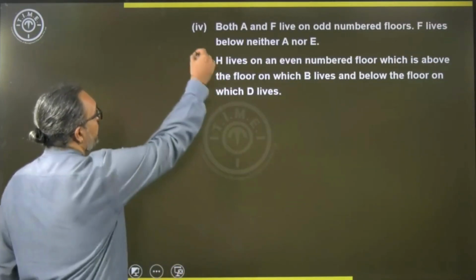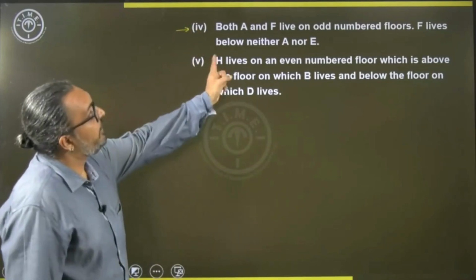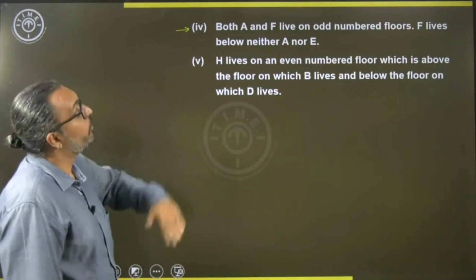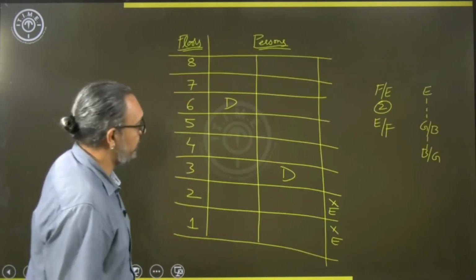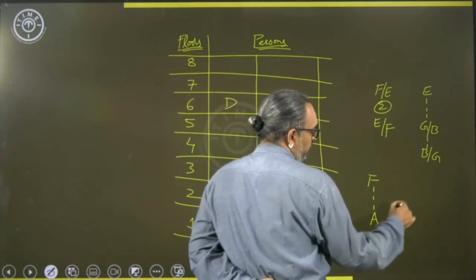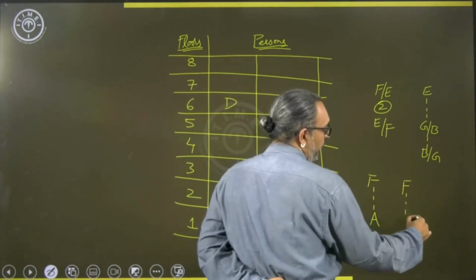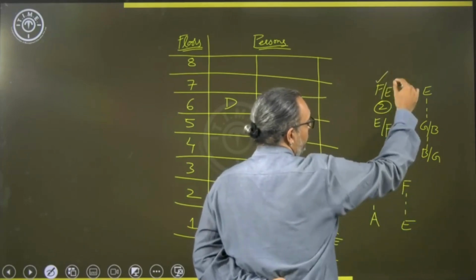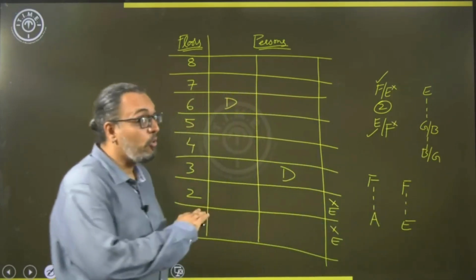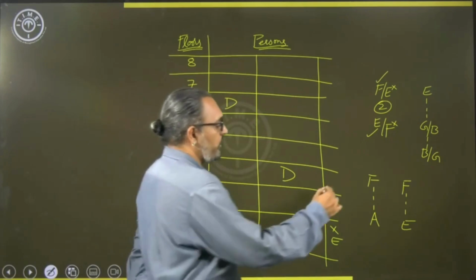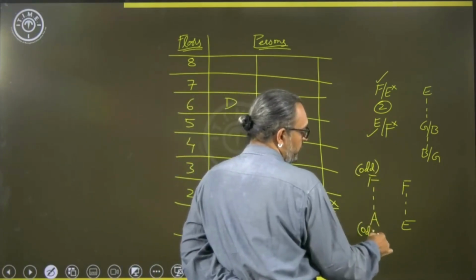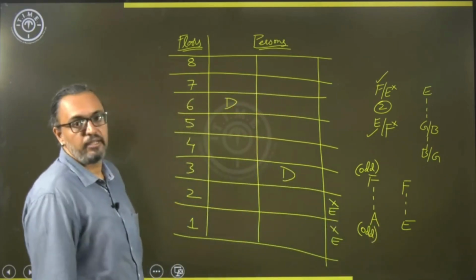Then further, condition 4. Both A and F live on odd numbered floors. F lives below neither A nor E, means F has to be above both A and E. So that way now I can confirm that F is above E. F lives below neither A nor E, and both F and A have to be given only in an odd number.